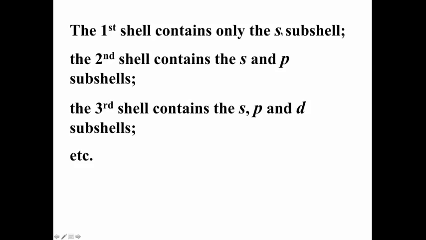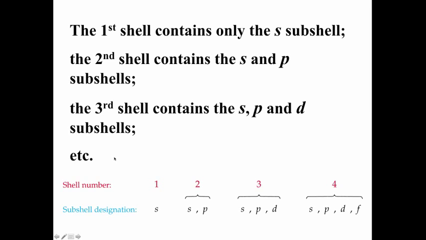Now, the first shell only contains an s subshell. The second shell contains s and p subshells. The third shell contains s, p, and d subshells. The fourth shell contains s, p, d, and f subshells, etc. And here's a way to show that as a bit of a grouping.